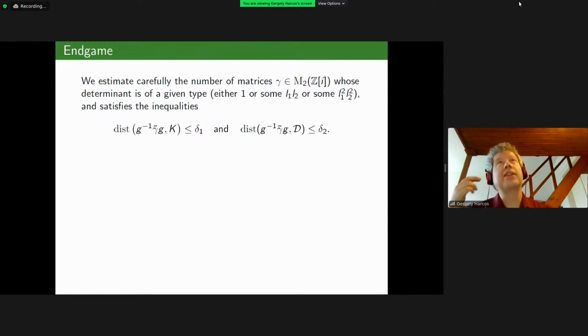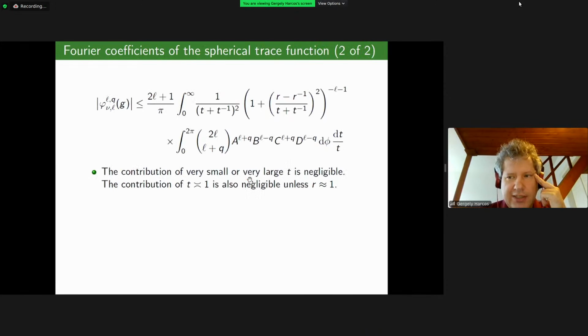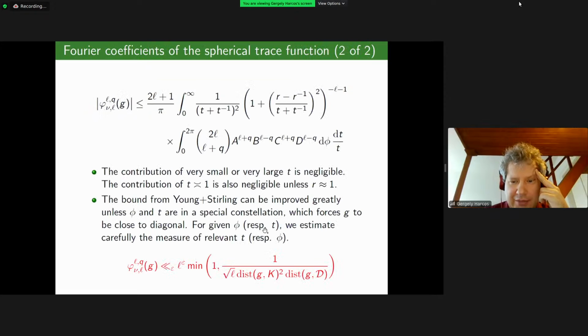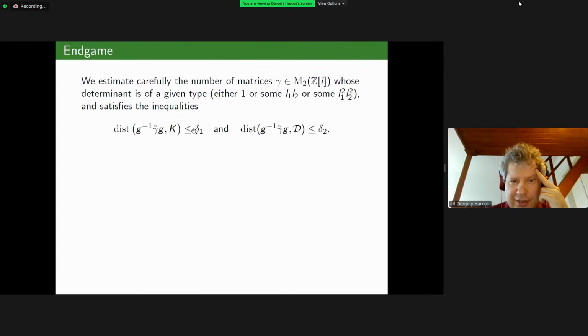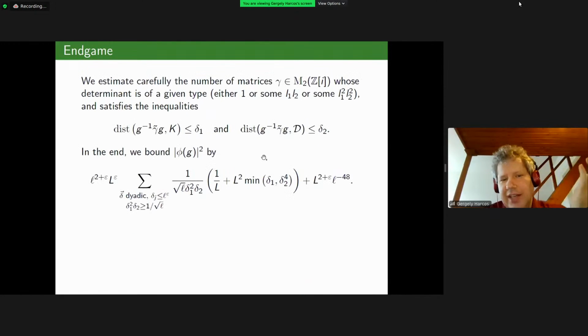And then we got to the end game, and maybe I have 1 minute left. So we estimate carefully, going back to amplification here, we estimate carefully the number of matrices whose determinant is of a given type, either 1 or product of 2 Gaussian primes or their squares, and we control how far the corresponding conjugated version of gamma is away from K and D. And in the end, we get a bound for phi G like this.